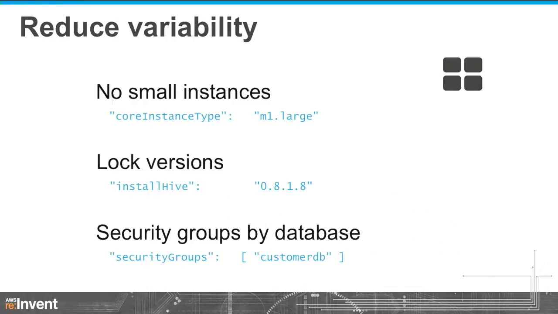Let me talk about reducing variability. There's a few things we learned in terms of parameter settings. We haven't had much luck running pipelines on small instances, in particular MapReduce jobs, so we encourage everyone to maybe start with a large. You don't need super beefy instances. That's not the idea of horizontal scaling, but we haven't had luck with smalls. I also encourage folks to lock your versions. The Amazon Data Pipeline team makes a lot of updates. They're very active.